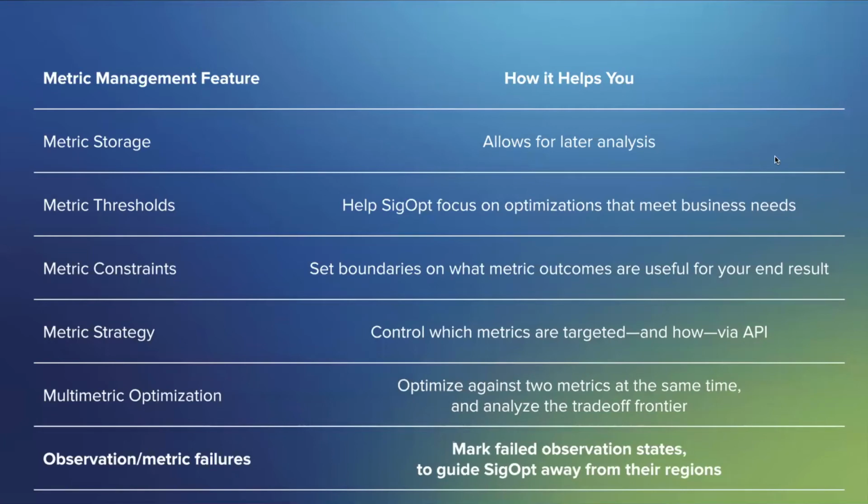And one final feature that we've incorporated with customer feedback is that in some cases, certain parameter sets will cause a training run to fail, or your model won't converge if you have, for example, too high of a batch size or learning rate. So we let you mark failed observation states as a final way to induce SigOpt to avoid certain regions of the exploration space.